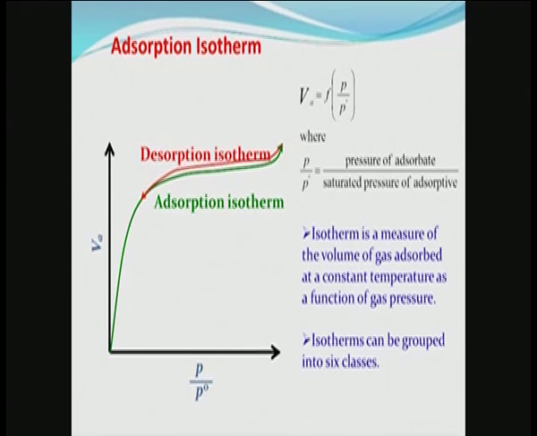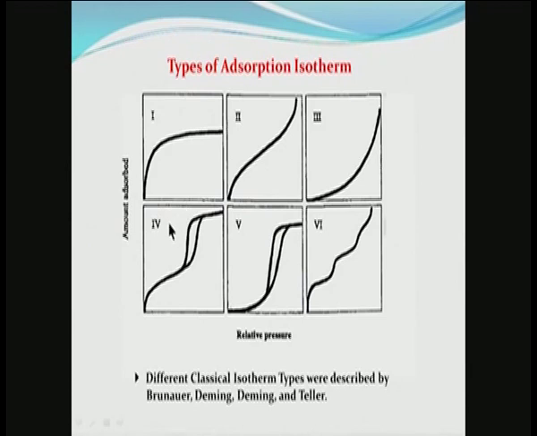These isotherms can be classified into 6 classes. Experimentally it has been observed that different kinds of surface structure lead to different kinds of adsorption isotherms. So, this is type 1, type 2, type 3, 4, 5 and 6. These are what are experimentally known to be different types of adsorption. You can see here that there is hysteresis, and here too. It also turns out that in type 1 also there can be hysteresis.